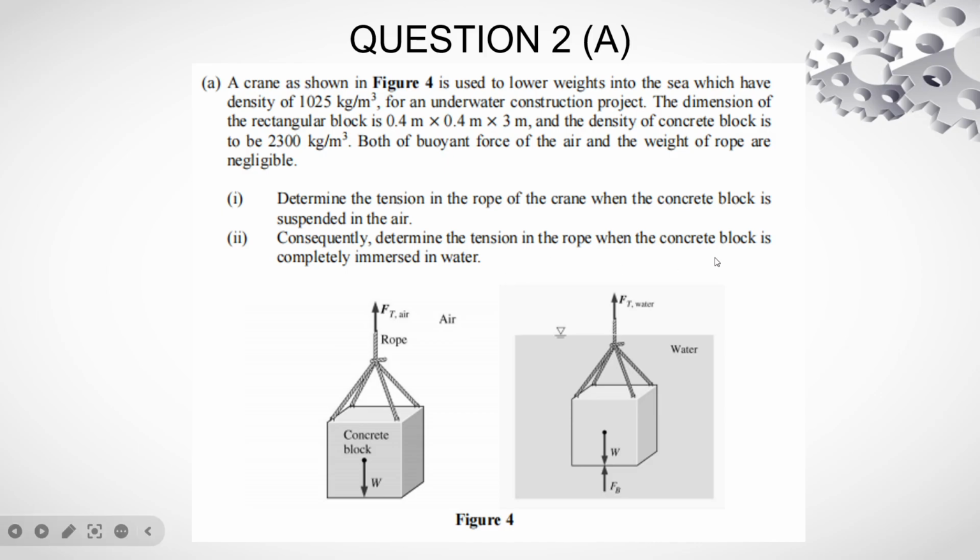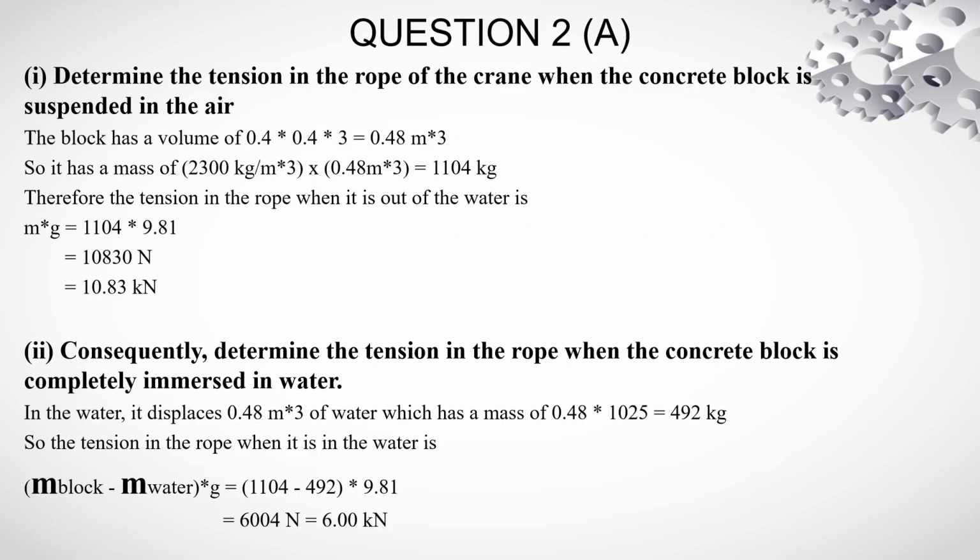So, for the first question, we are required to determine the tension in the rope of the crane when the concrete block is suspended in the air. The block has a volume of 0.4 meter times 0.4 meter times 3 meter, which is 0.48 meter cube. So it has a mass of 1104 kg. Therefore, the tension in the rope when it's out of the water is m times g, which is 1104 times 9.81, and we get 10.83 kilonewton.